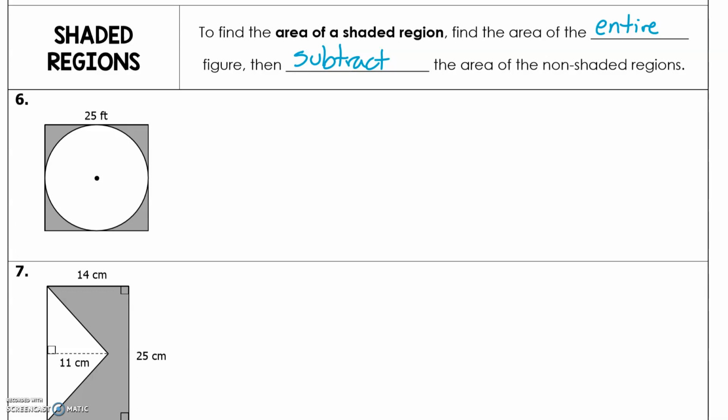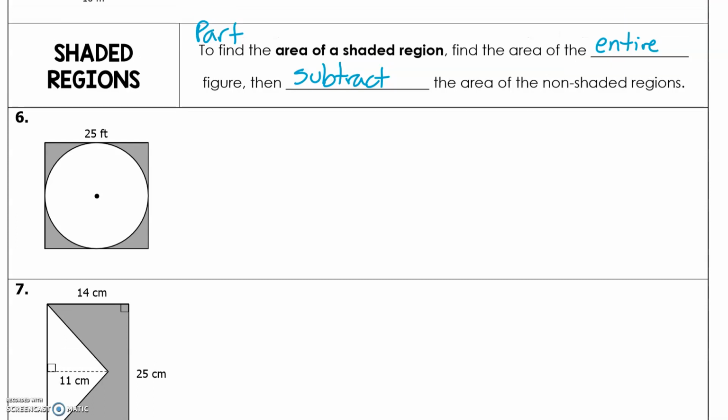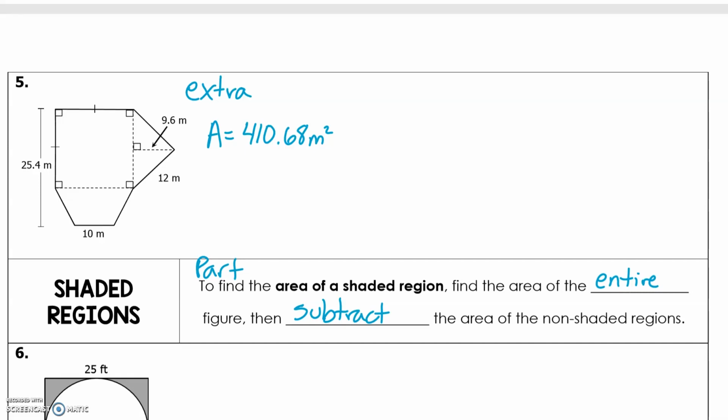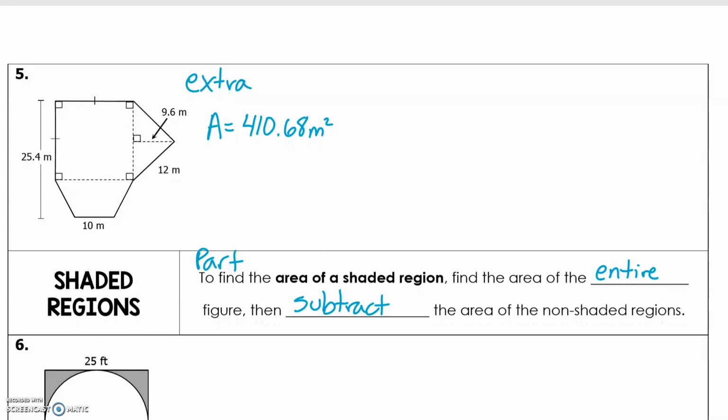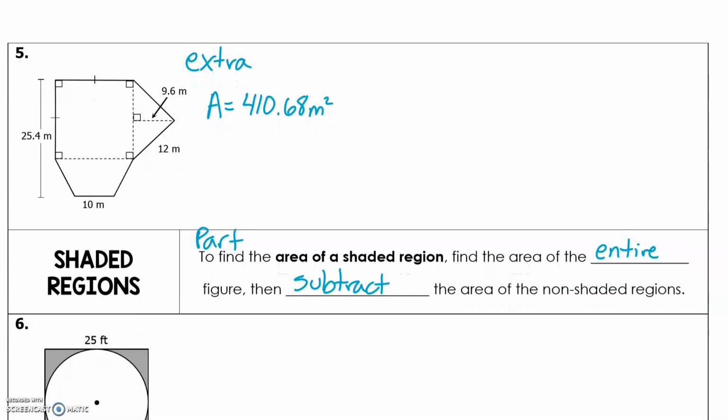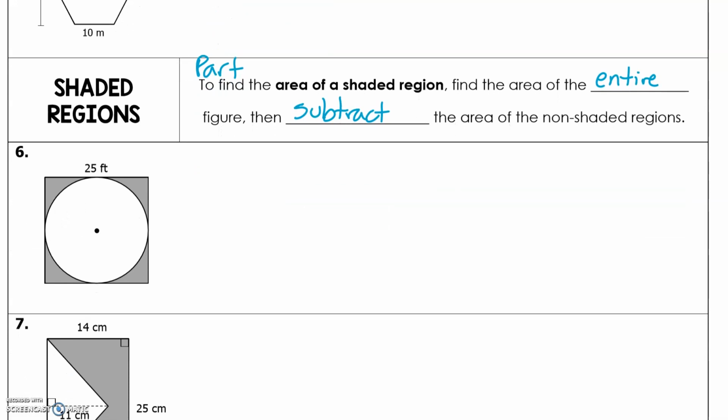All right, geometry, this is part 2 of your composite area lesson. So to start off, we're going to start talking about shaded regions. Now, I know on your paper there's a problem number 5. That's actually going to be extra. So if you want to pause and try to work that out and then see if your answer matches the 410.68, awesome. There are 3 figures there. But we're going to go ahead and start working on the shaded region.